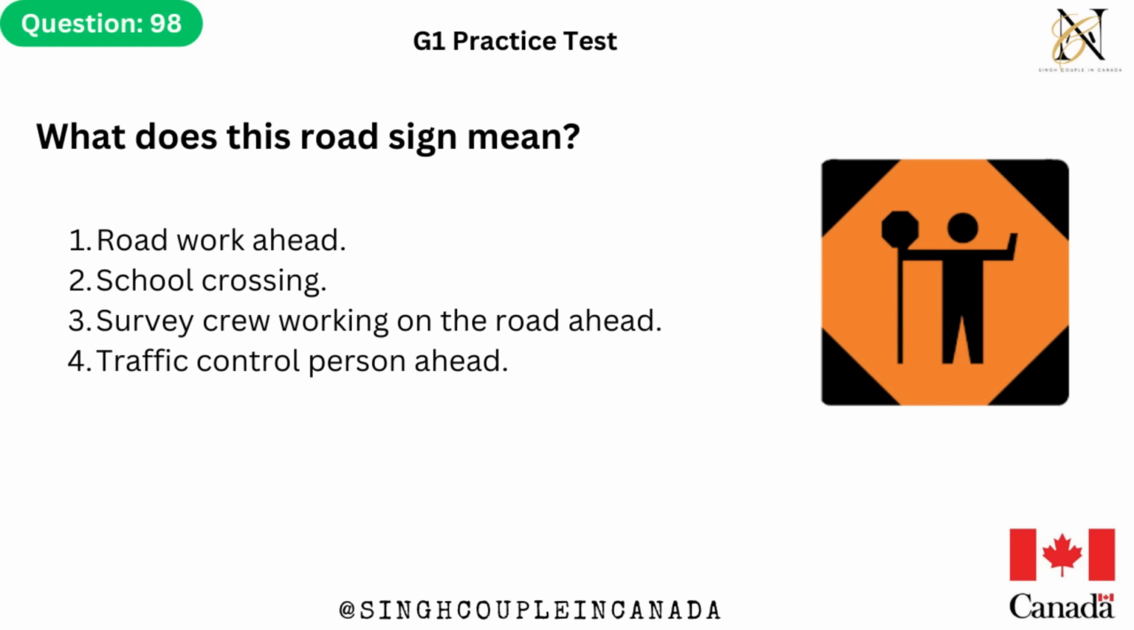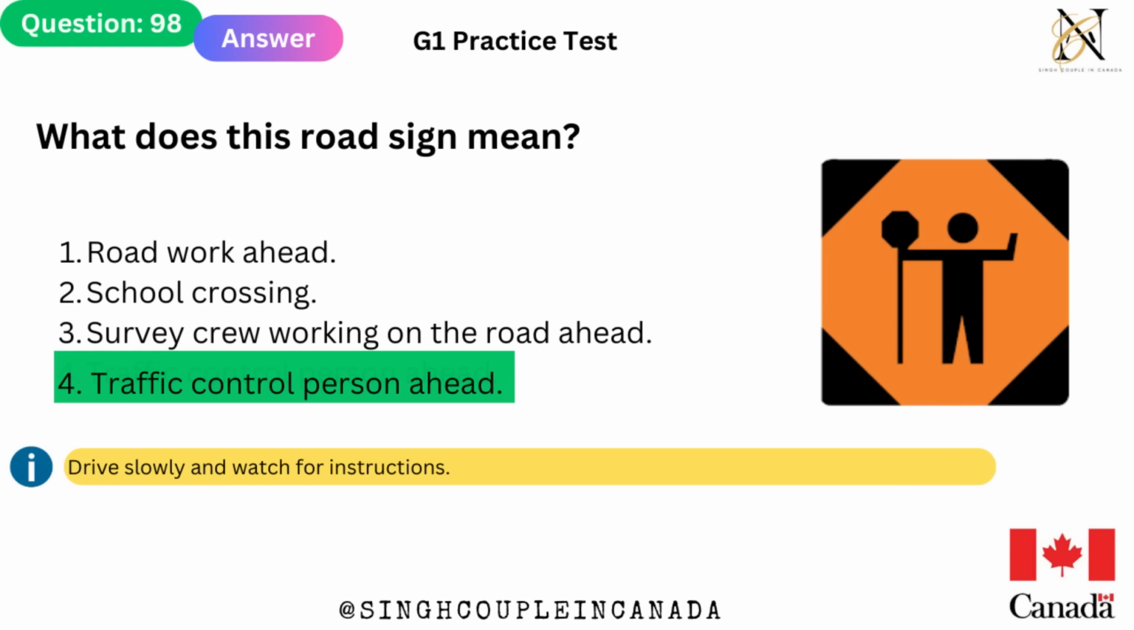What does this road sign mean? 1. Road work ahead. 2. School crossing. 3. Survey crew working on the road ahead. 4. Traffic control person ahead. The answer is 4. Traffic control person ahead. Drive slowly and watch for instructions.